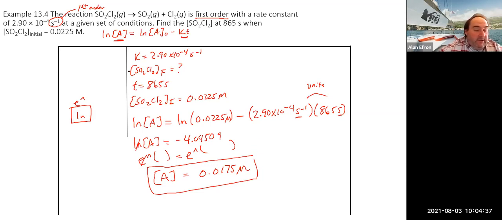We could make sure it makes sense since it is our final concentration. Since this is a reactant, we expect it to be decreasing with time. We started at 0.0225. We ended at 0.0175. So the concentration did go down. Obviously, if the concentration went up, something is definitely wrong. Any questions on first order there or that calculation?